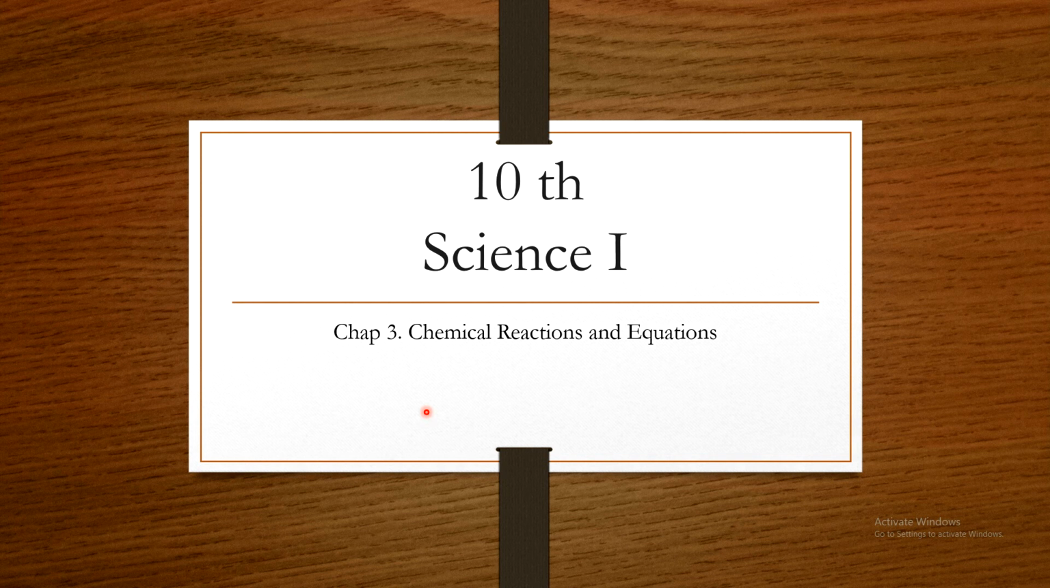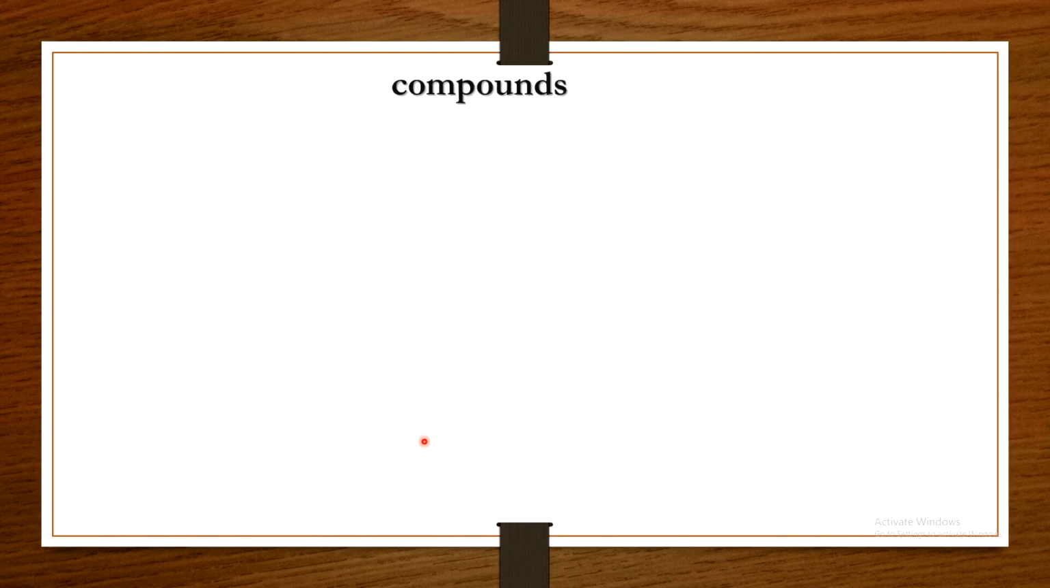Hello students, today we are going to learn 10 Science 1, Chapter 3, Chemical Reactions and Equations. In this session we will discuss physical and chemical change, chemical reactions, and how to balance chemical equations. Now first let's know what is meant by compounds.